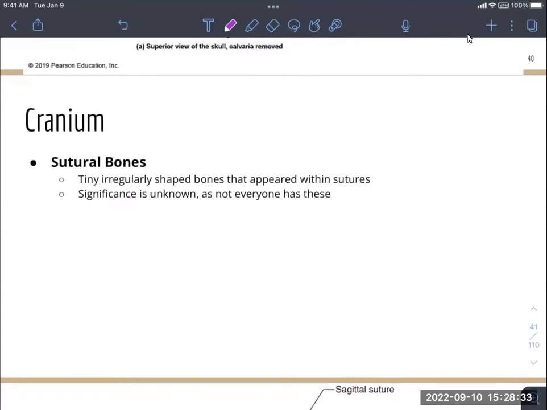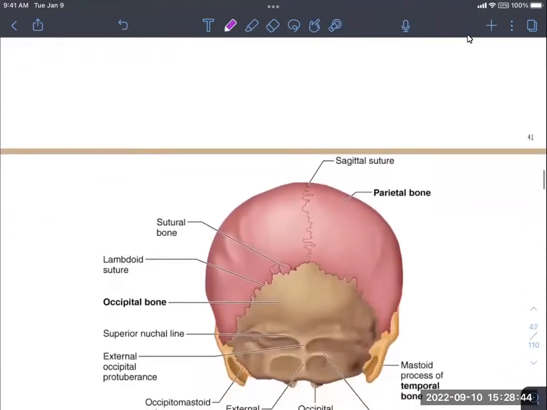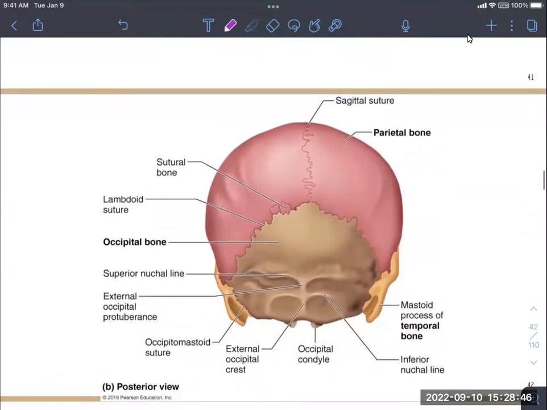Our cranium also has what are called suture bones. They are just tiny, irregular shaped bones that are kind of made because of the sutures. There's no significance to them. You just kind of see them here and there. Like here's a couple suture bones found in the back. There's nothing really significant to them. They're just kind of there, helping make up that suture between the two different bones. So if you're looking at a skull and you see some of that, that's just what they are.